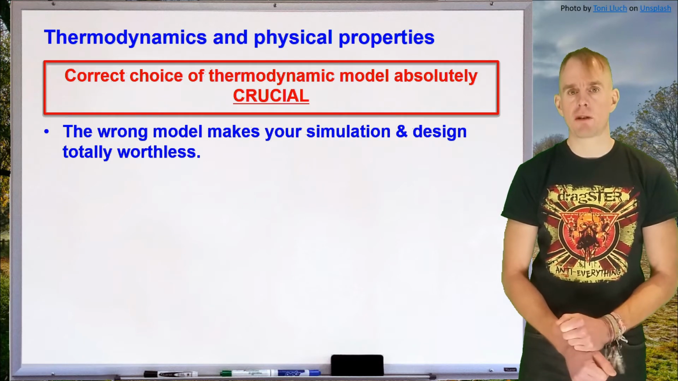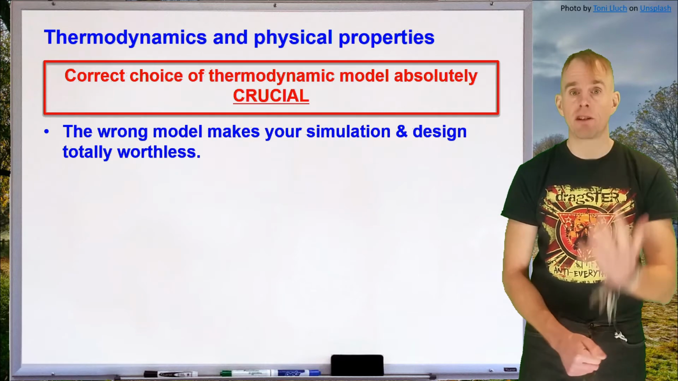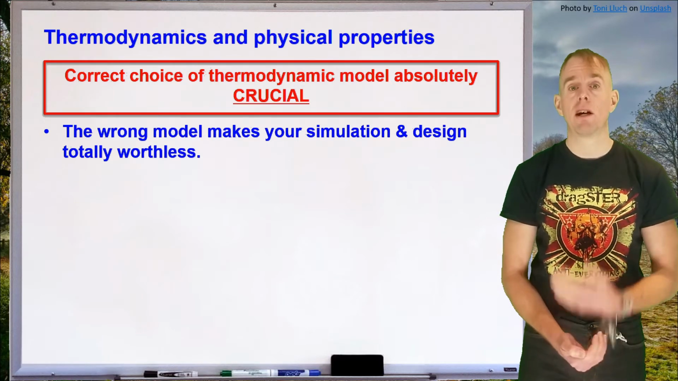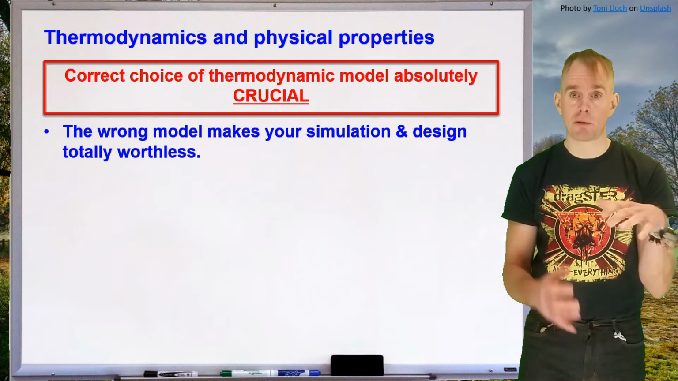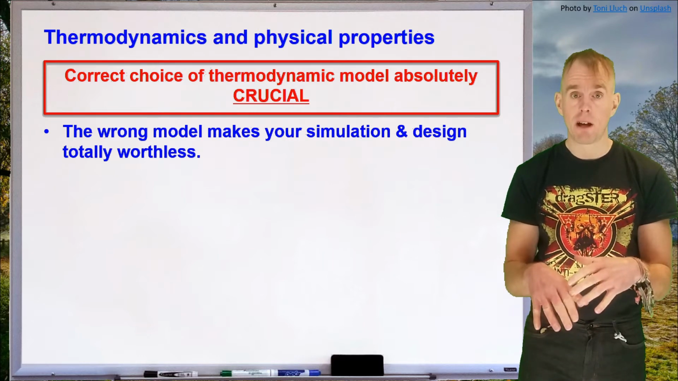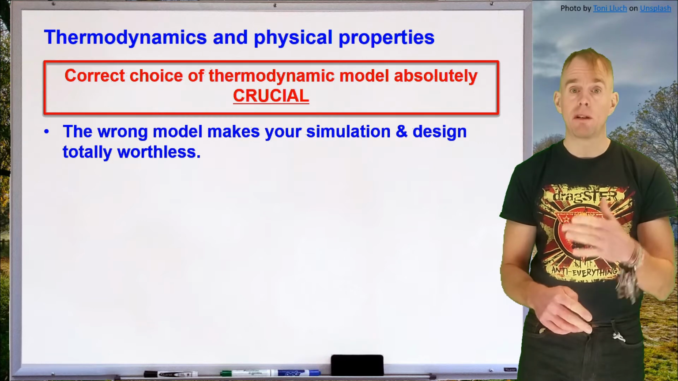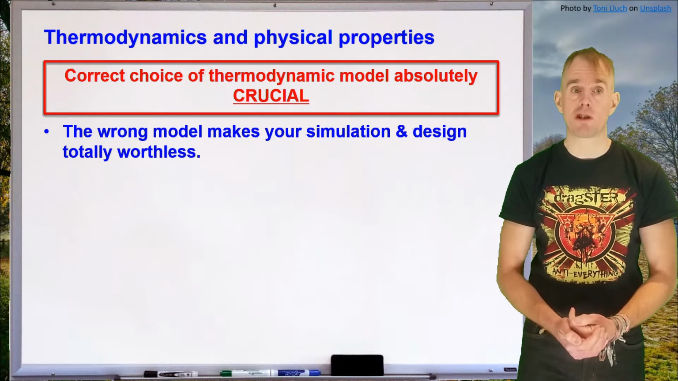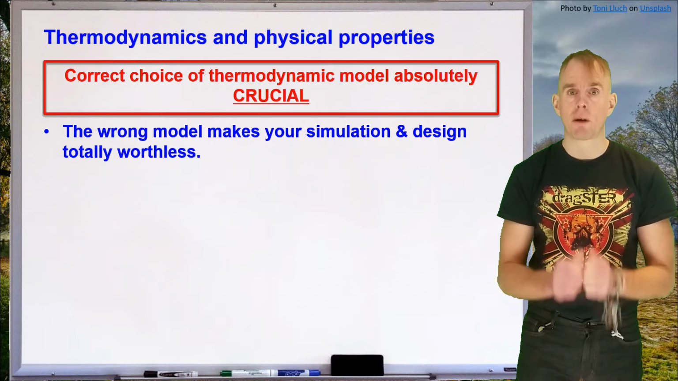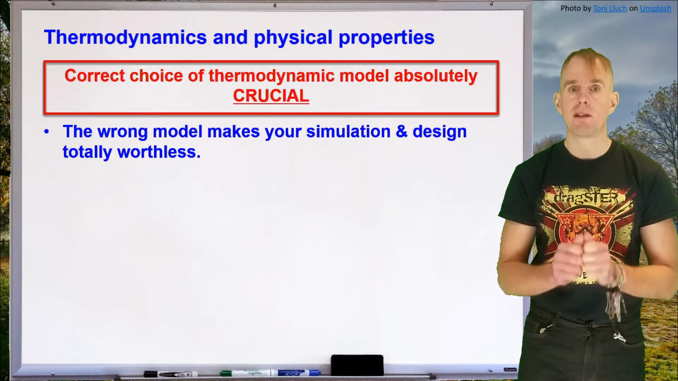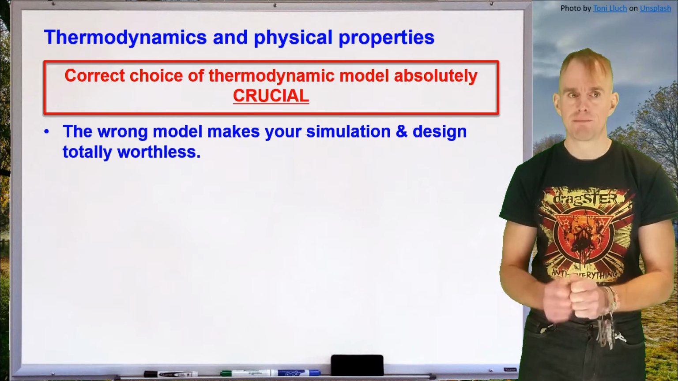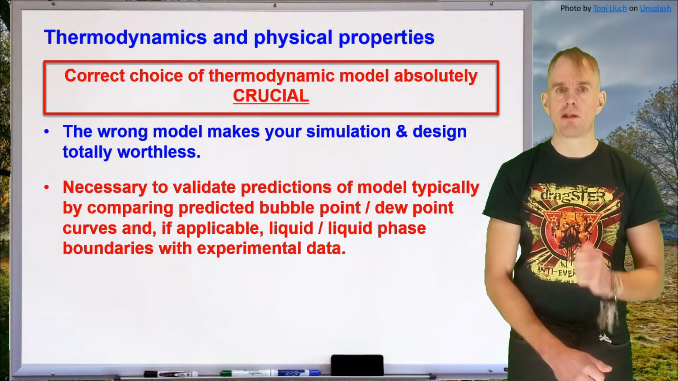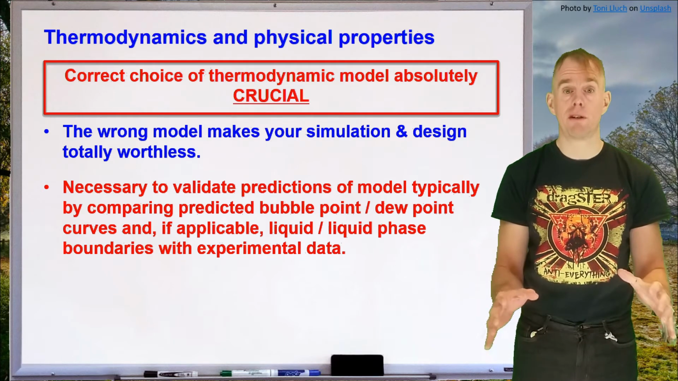Think of a distillation column and the vapor-liquid equilibria that exists to affect the separation. Think about a stirred tank reactor and the vapor-liquid equilibrium that exists between the gas phase and the liquid phase, or sometimes the vapor-liquid-liquid equilibrium that exists if you've got a more complex multiphase mixture. If the prediction of those equilibria are wrong, then your design is wrong. So, it's necessary to validate the predictions of your thermodynamic model before you go any further.